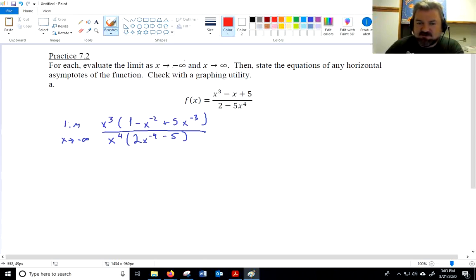Okay, we're going to reduce these, right? But notice they don't cancel all of the x's. I still have one more x on bottom this time. I hope you caught that. So now let's plug in negative infinity.